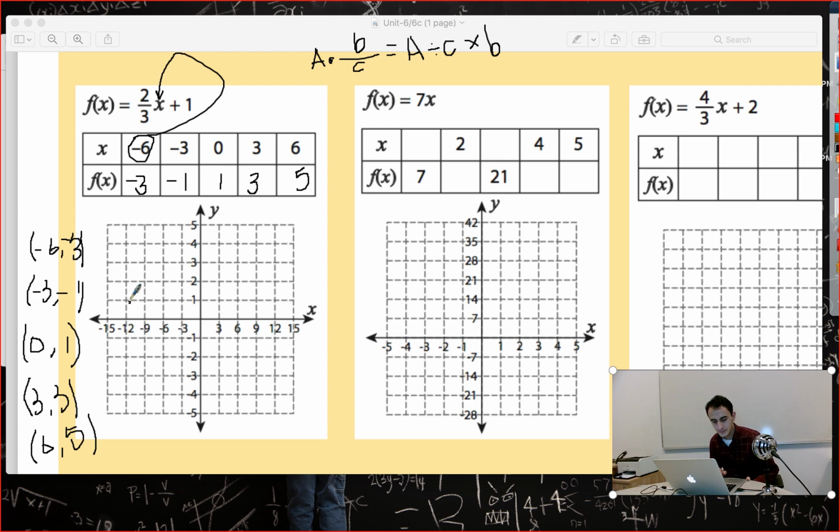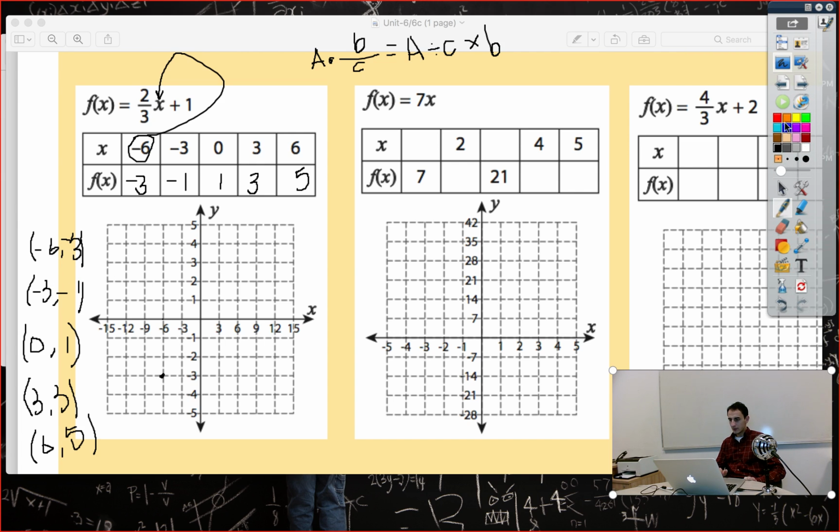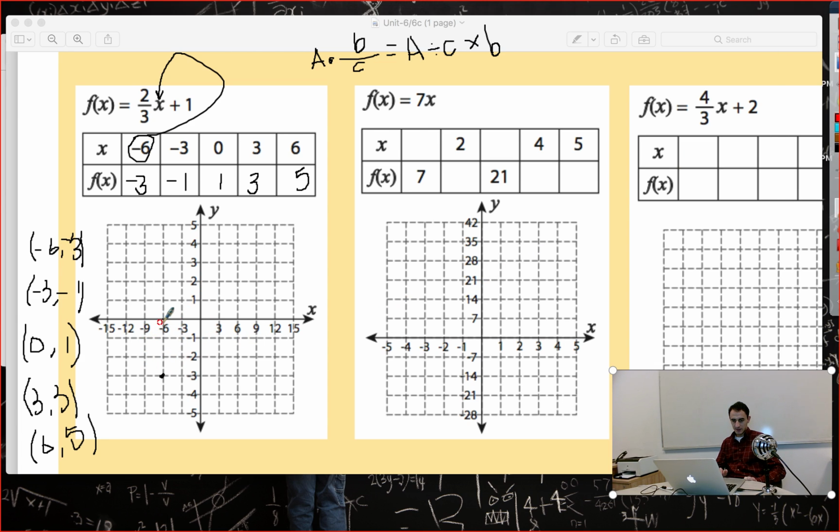Okay, let's find their places. (-6, -3). -6 is here, -3 is here. The first point needs to be here. Okay. Then (-3, -4). Yes, -3 and -4 will be here, isn't it? Then (-3, -1). Okay, -3, -1. The second point is here.